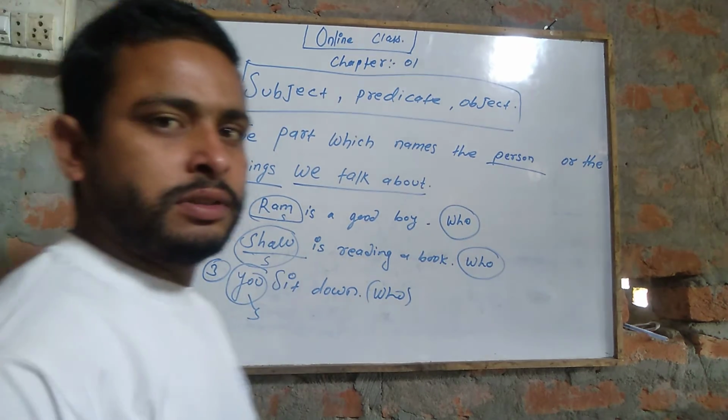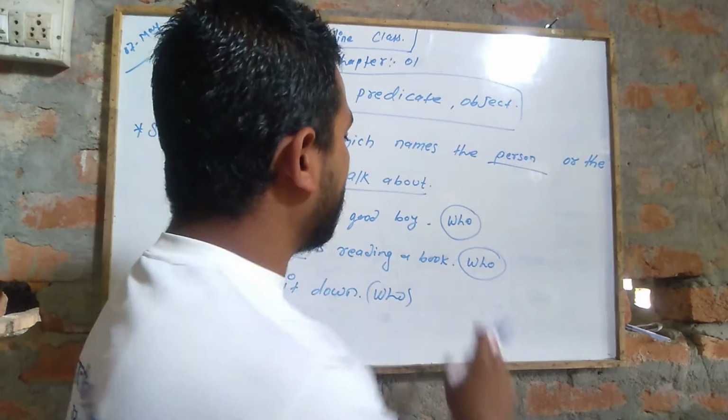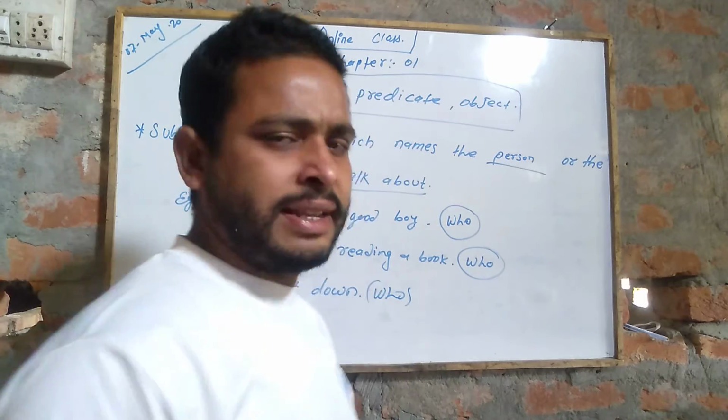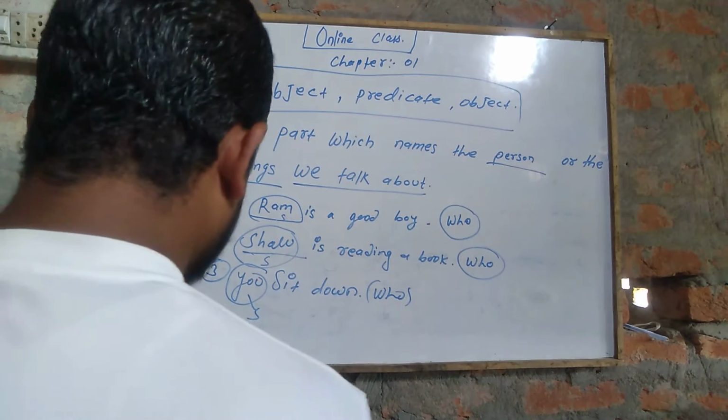The simplest way to find a subject is by using who. WH family, who. Use who and you can easily find the subject. Now another one.